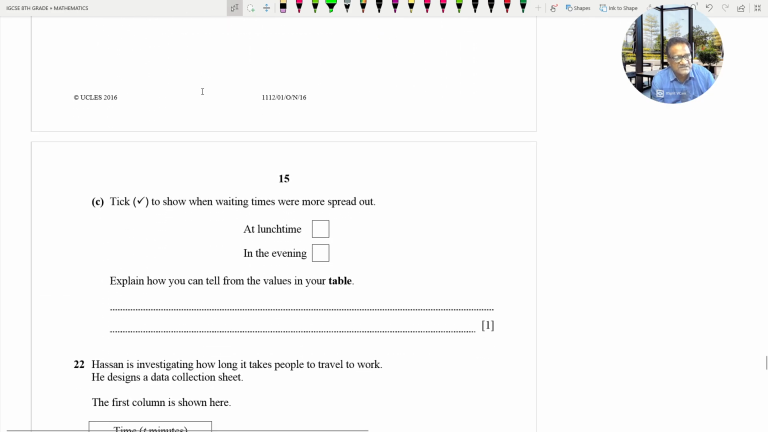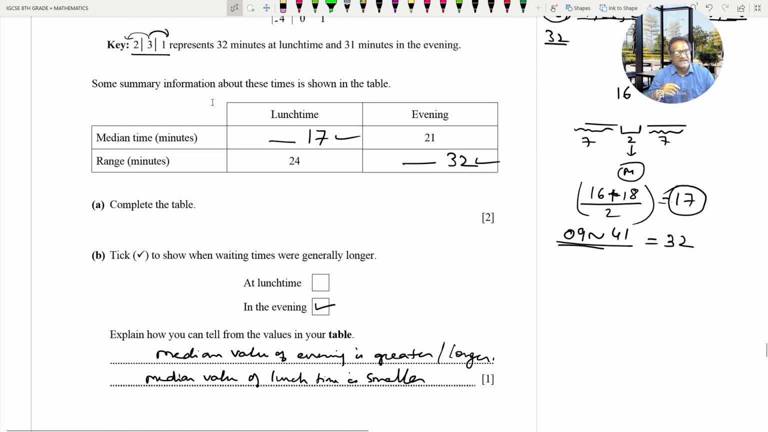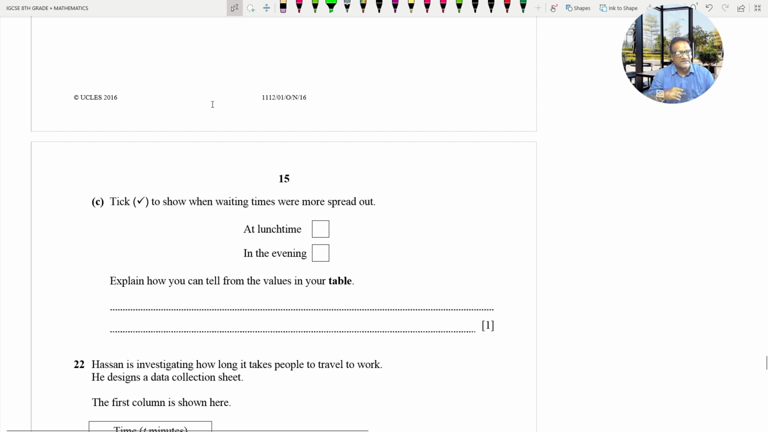Now C part of the question is: put a tick mark to show when waiting times were more spread out. Now spread out will tell you the range. So where the spread out is more, that you have to see and put the tick mark. Spread out, as I told you, is indicated by the range. So in the evening the spread out is 32 and in the lunchtime the spread out is 24. So spread out is more in the evening. So for C, I'll put the tick mark for more spread out in the evening.